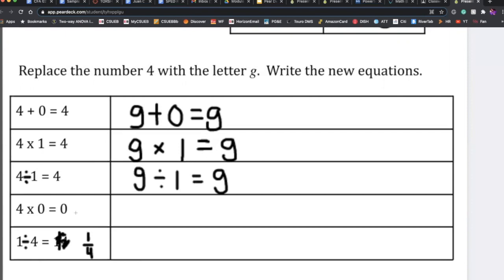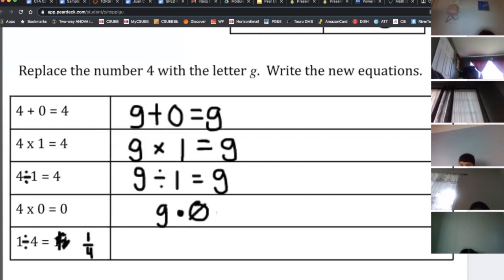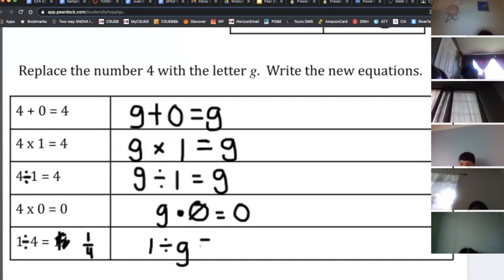Next one, 4 times 0 equals 0. What should I put? Please let me know in the chat. G times 0, thank you. G times 0 equals 0. And the last one, 1 divided by 4 is going to be 1 divided by G. 1 divided by G equals 1 over G.